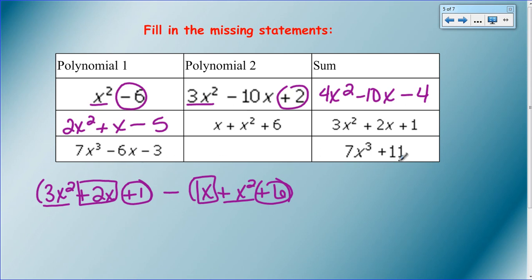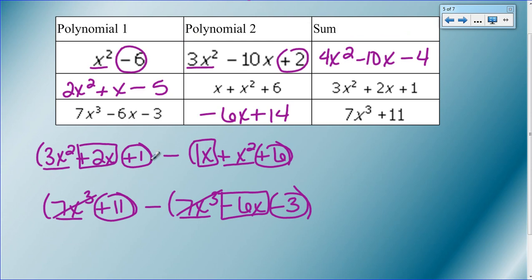So pause for just a second. Try this last row on this table. See if you can find polynomial number 2 following basically what I just did in my example right here. So here's what I came up with after I subtracted these two polynomials. I got my second polynomial was negative 6x plus 14.